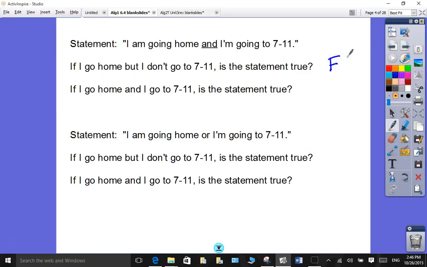Now, if I go home and I go to 7-Eleven, then it's a true statement. I said I was going to go home and I was going to go to 7-Eleven, and I did, and that's a true statement.